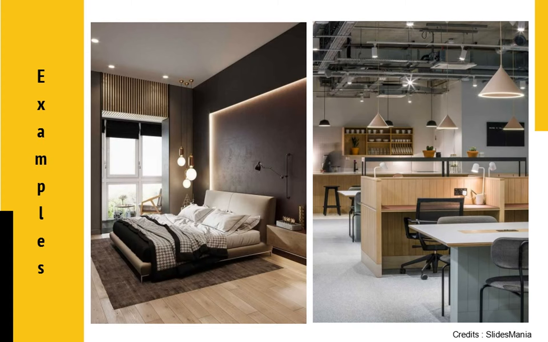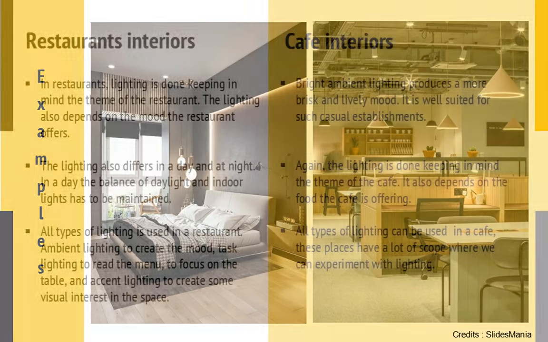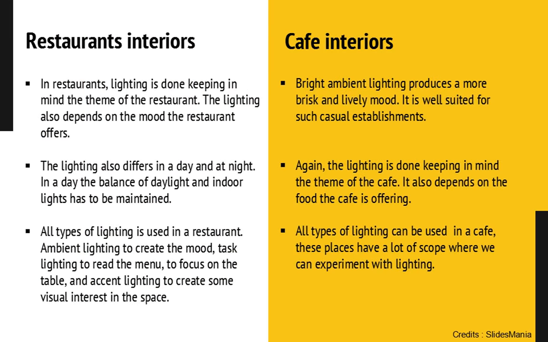While in the second picture of an office, you can see how requirements of lighting and aesthetics are mixed and each table is provided with task light in the form of a pendant light. And also there is ambient lighting for overall glow.